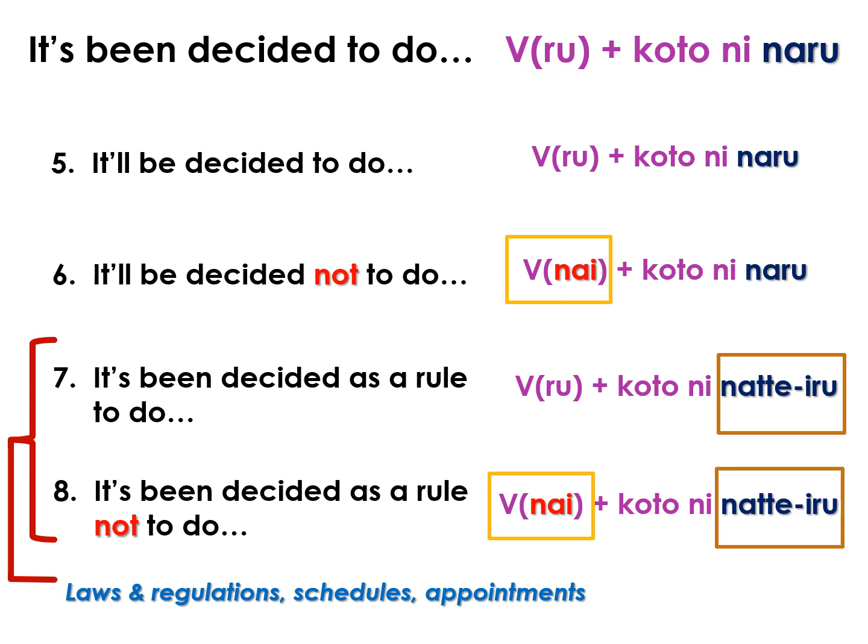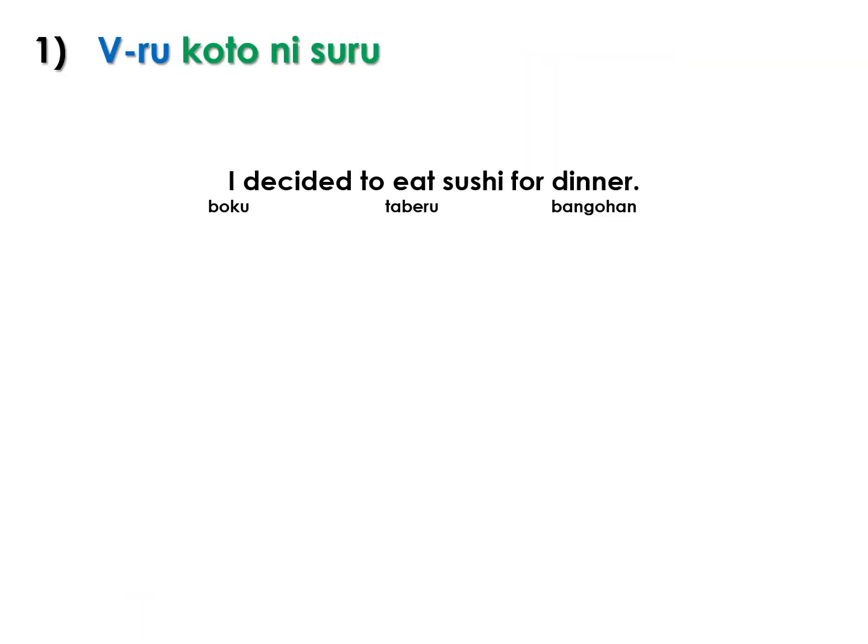In the next slides, we will look at a few examples of each of these 8 patterns. In my examples, I put the Japanese translation under each word to facilitate your own translation, and I assume you already know how to use Japanese particles. The first pattern is ru koto ni suru.